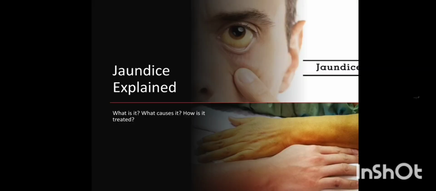Have you ever seen someone with yellow skin or eyes and wondered what's going on? Is it dangerous? Is it contagious? Or is it just too much carrot juice? Well, it's called jaundice. And while it might look harmless, it can sometimes be a sign of something serious. Let's break it down.